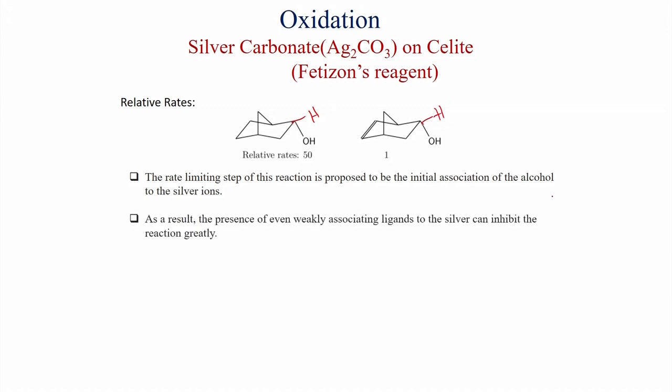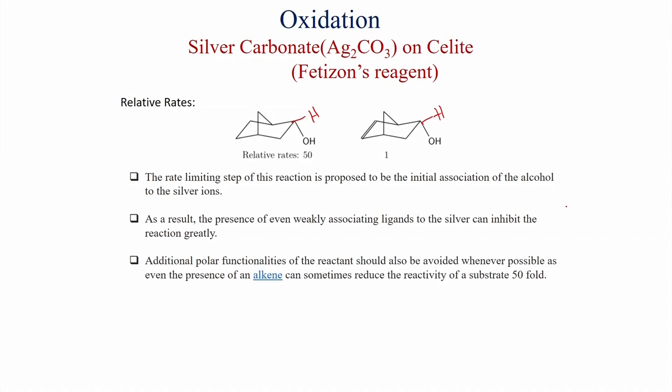As a result, the presence of even weakly associated ligands to the silver can inhibit the reaction greatly. So, if there are ligands on silver, then the rate of the reaction can decrease significantly. Additional polar functionalities of the reactant should also be avoided whenever possible, as even in the presence of an alkene, they can sometimes reduce the reactivity of a substrate 50-fold. So, that is what we have seen here.